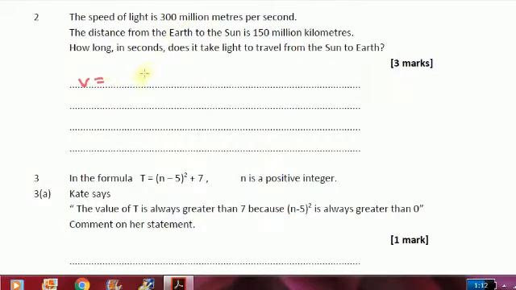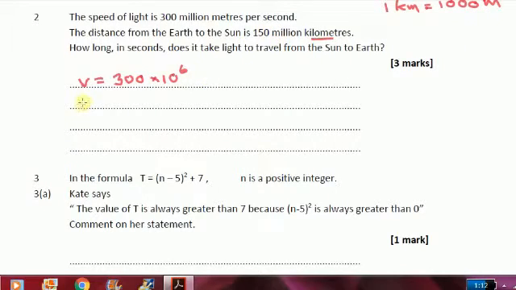Velocity of the light is 300 million. I think I'll work in powers of 10. A million is 10 to the power 6 meters per second. Next, the distance from the Earth to the Sun is 150 million kilometers, but we know that 1 kilometer is 1,000 meters. So we're going to work all in meters.